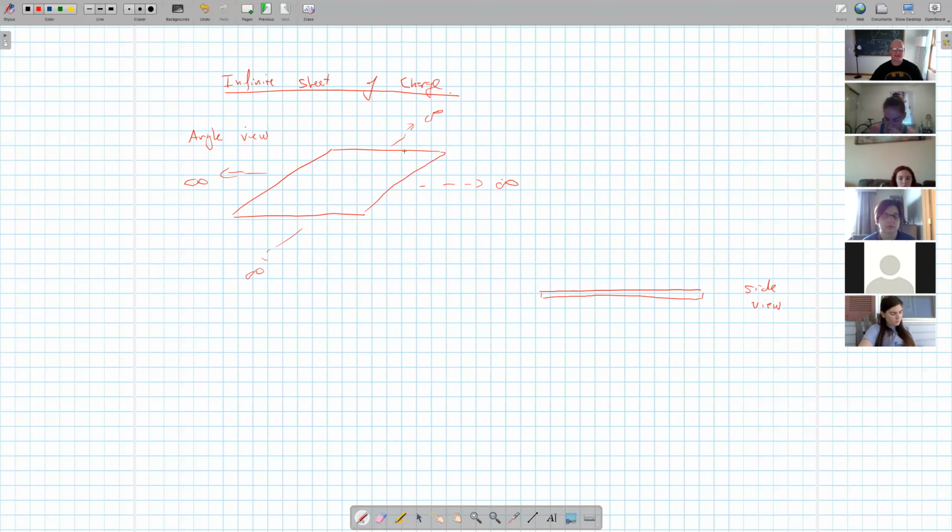So let's talk about this electric field. What we usually do is imagine that this thing is actually made up of a bunch of charges. So let's say here's all my charges, which are creating this sheet of charge. And for funsies, let's just take all of these to be positive charges.